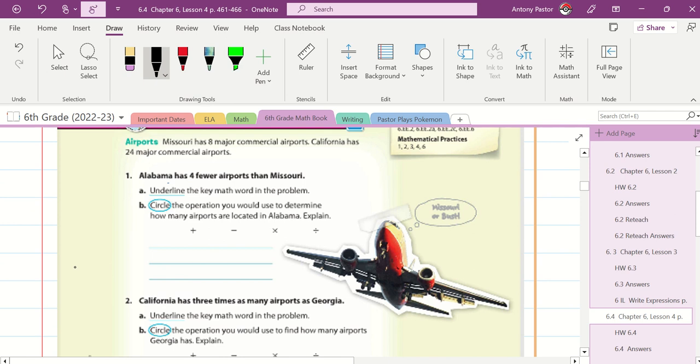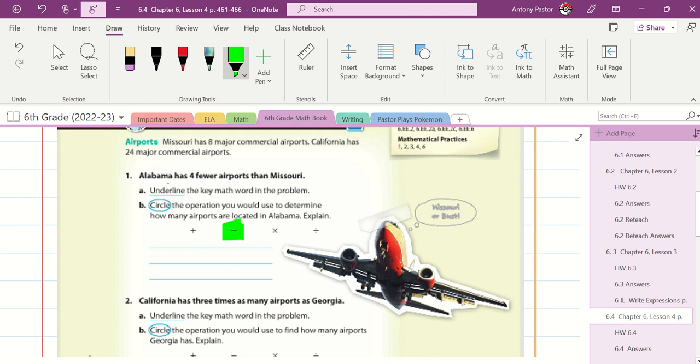Alabama has 4 fewer airports than Missouri. Underline the key math word in the problem. So the key math word here is fewer. Fewer meaning less than. Circle the operation which you would determine how many airports are located in Alabama and explain. Fewer would mean we're subtracting. We could also talk about dividing, but it's saying 4 fewer, so we're going to take away 4 airports from Missouri, and that will equal Alabama.